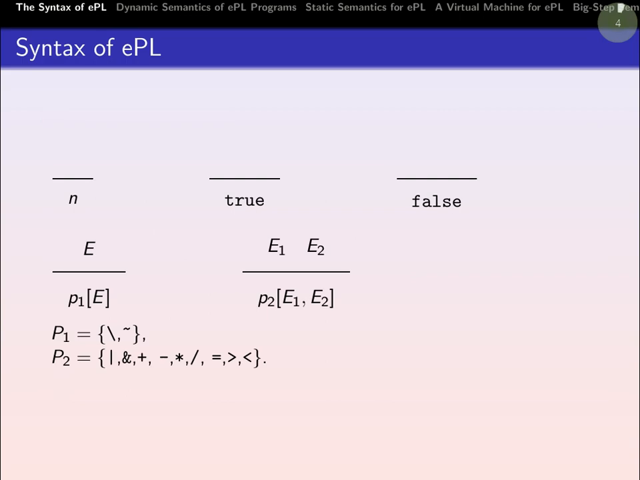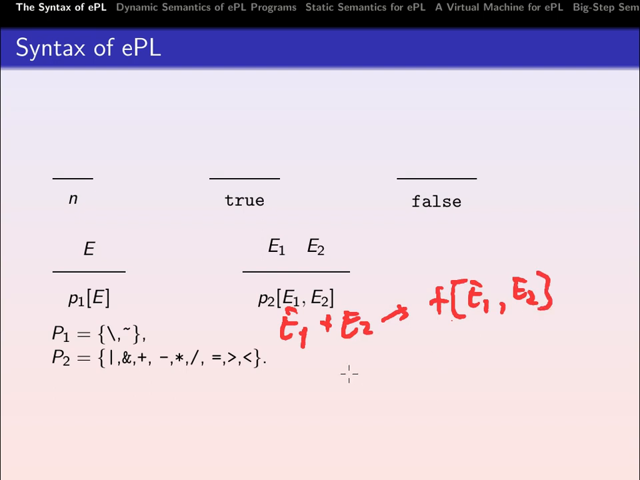We're essentially saying that E1 plus E2 is a valid expression. So you can think of it as equivalent to plus E1, E2. And then we can have minus, we can have star, we can have division, and so on, all the binary operators.